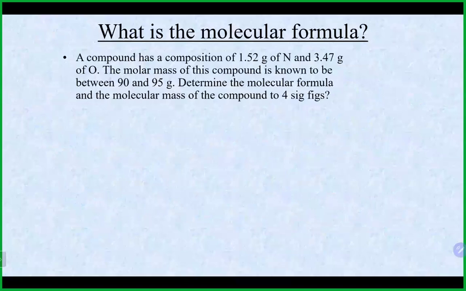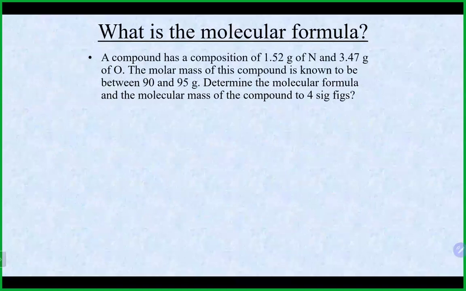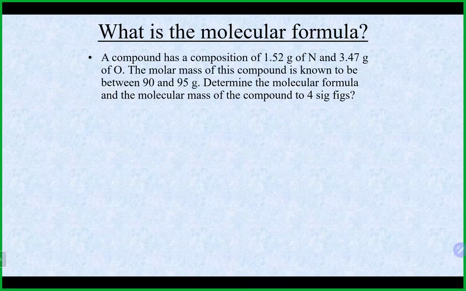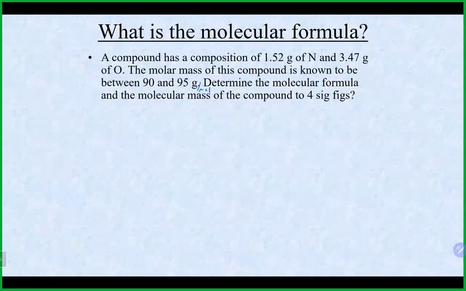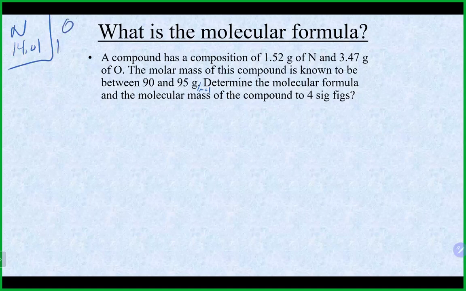So why don't you give this one a go? A compound has 1.52 grams of nitrogen, 3.47 grams of oxygen. It has a molar mass between 90 and 95 grams per mole. Determine the molecular formula of the compound and its molar mass to four significant figures. So nitrogen 14.01 and oxygen 16 here.